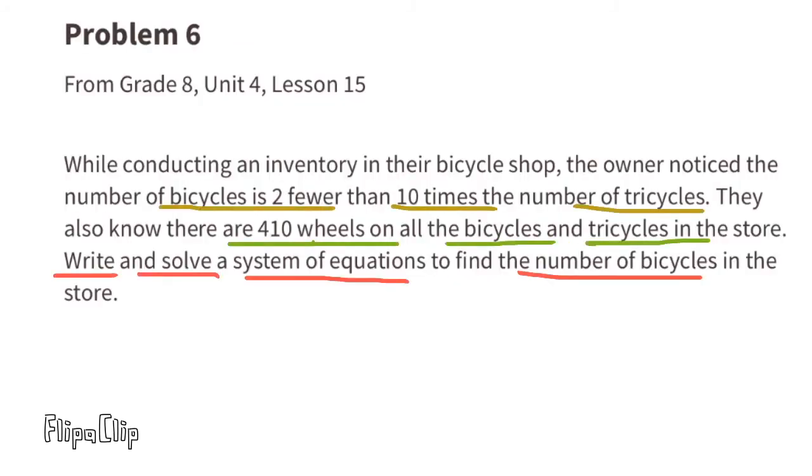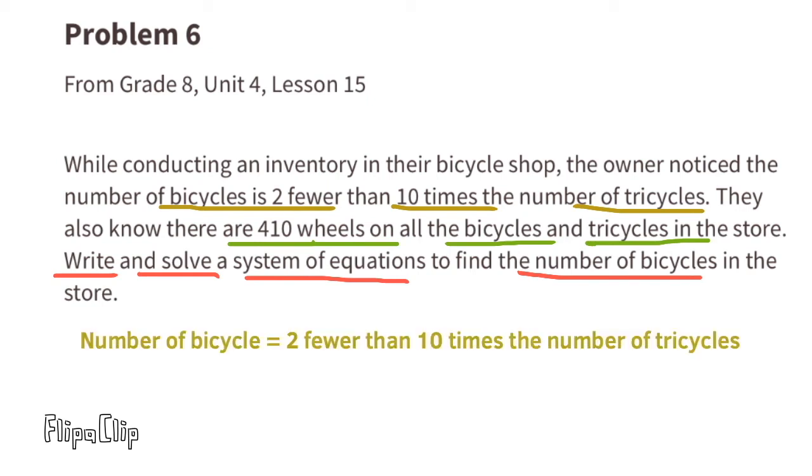Problem number 6 from 8th grade, Unit 4, Lesson 15. While conducting an inventory in their bicycle shop, the owner noticed the number of bicycles is 2 fewer than 10 times the number of tricycles. They also know there are 410 wheels on all the bicycles and tricycles in the store. Write and solve a system of equations to find the number of bicycles in the store.